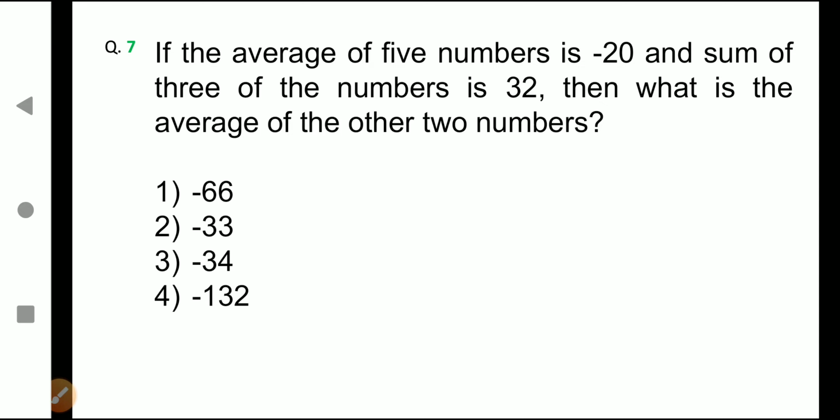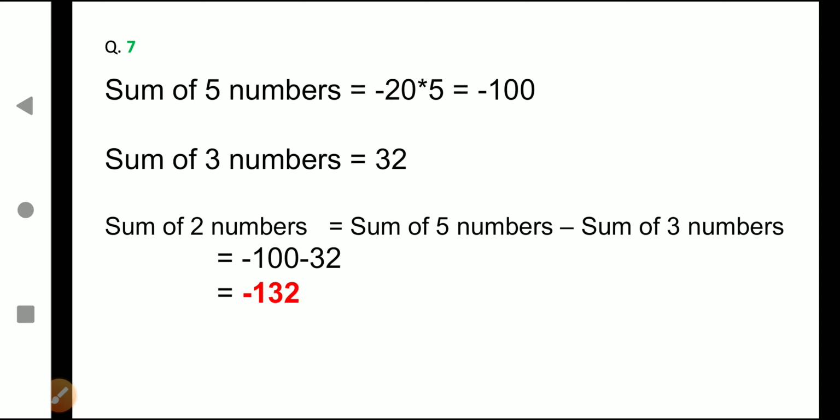Next question: if the average of 5 numbers is minus 20 and the sum of 3 numbers is 32, what is the average of the other 2 numbers? The sum of 5 numbers is minus 20 into 5, which is minus 100. The sum of 3 numbers is 32. The sum of 2 numbers is the sum of 5 numbers minus the sum of 3 numbers: minus 100 minus 32, which is minus 132.